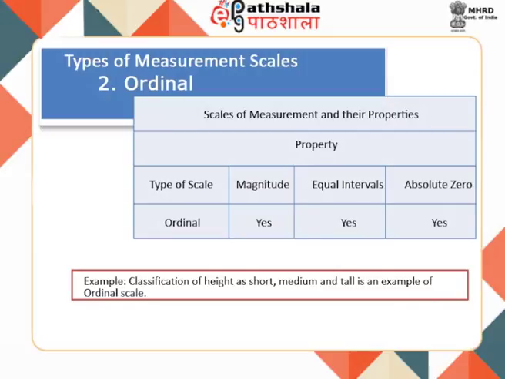An ordinal scale is next up the list in terms of power of measurement. An ordinal scale only lets you interpret gross order and not the relative positional distances. Explaining the ordinal scale in terms of its properties, it has magnitude, but there are no equal intervals and no absolute 0 point. Example, classification of height as short, medium, and tall is an example of ordinal scale.